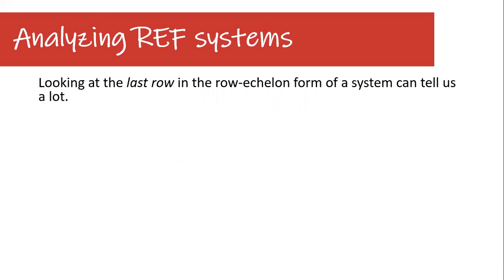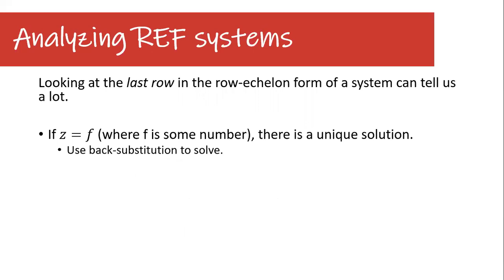Now, row echelon form can tell us some other very valuable information, especially looking at that last row where it's solving for Z. If we see that Z equals F, where F is some number, then there is a unique solution, and we can use back substitution to solve. That's what we just saw in our example, where Z equals 7. We say, okay, well, Z is 7, and we're going to plug 7 into the previous one to solve for Y, and then we'll plug that Y and Z into the first one to solve for X. That's going to be in most of our cases.